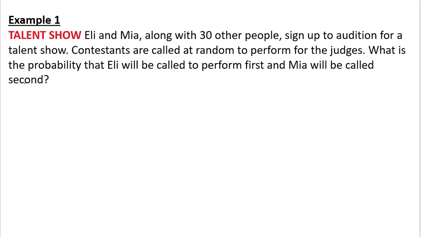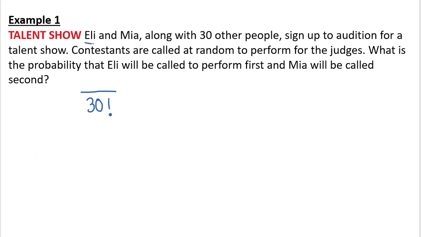Okay, our first example. Eli and Mia, along with 30 other people, sign up to audition for a talent show. Contestants are drawn at random to perform for the judges. What is the probability that Eli will perform first and Mia will be called second? Okay, so first we have to figure out our number of possibilities. So we have 30 people that we're lining up. So that's 30 factorial.